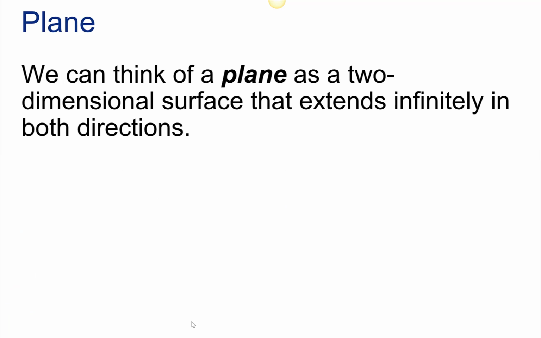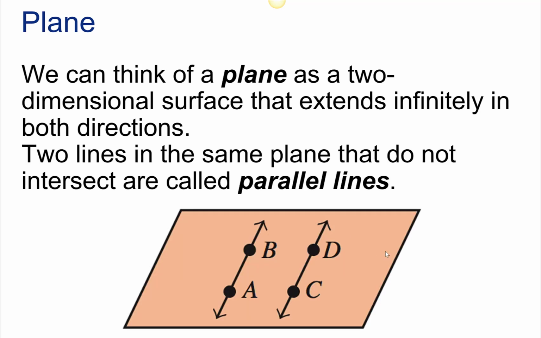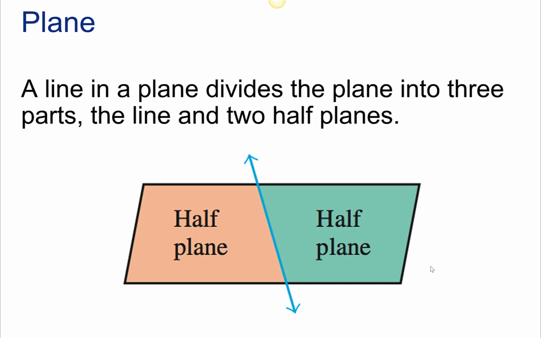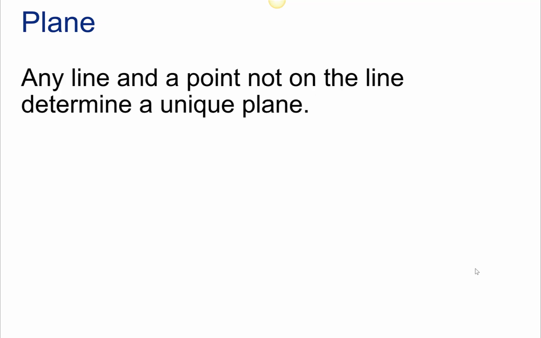We can think of a plane as a two-dimensional surface that extends infinitely in both directions. In fact, this screen here is a plane. Two lines in the same plane that don't intersect are called parallel lines. Any 3 points that are not on the same line, non-collinear points, determine a unique plane. So here we have plane ABC. A line in a plane divides the plane into 3 parts, the line itself and 2 half planes.